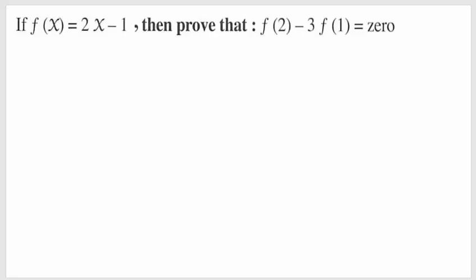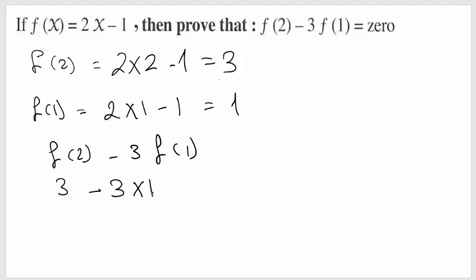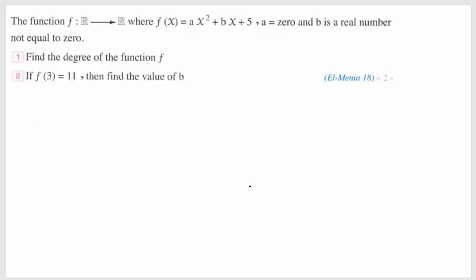Here, he is telling me that f of x equals 2x minus 1. Prove that f of 2 minus 3f of 1 equals 0. Let's find f of 2. I will replace each letter of x with the number 2. So it will be 2 multiplied by 2 minus 1, which equals 3. And f of 1 equals 2 multiplied by 1 minus 1, which equals 1. So to find f of 2 minus 3f of 1, I will put the values, which is 3 minus 3, equals 0, and here we get the required proof.